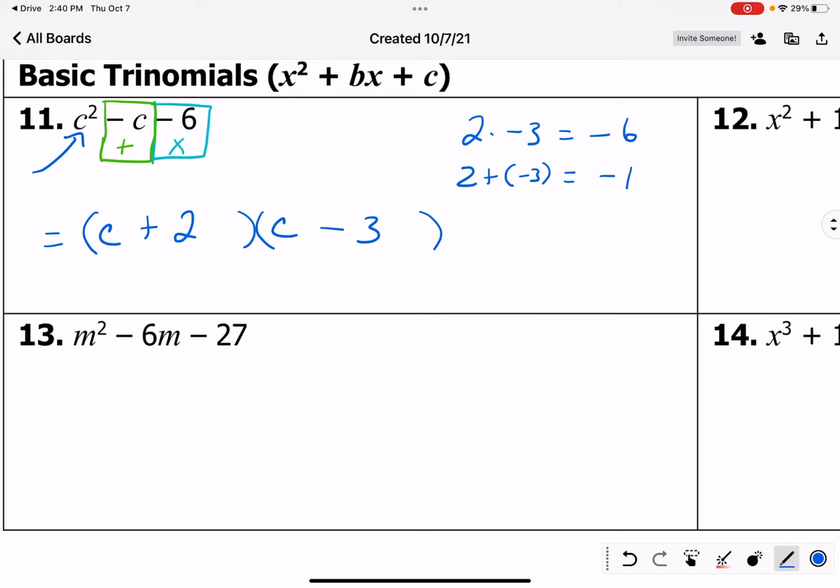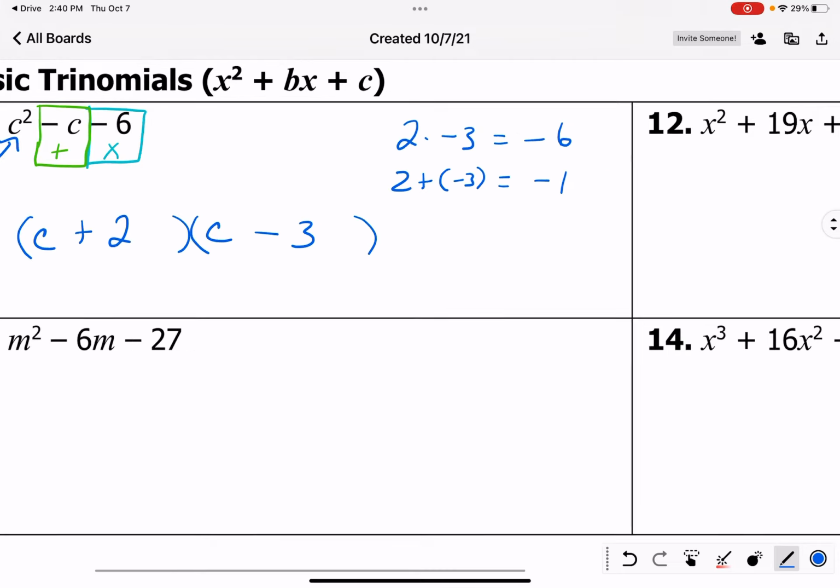Okay, so be careful about what your signs are. Make sure that your signs are combining together to give you the middle term. Okay, if you were to switch these around, it would not add up to -1. It would multiply to -6. That part would be okay, but we've got to make sure it adds up to whatever the middle term is.